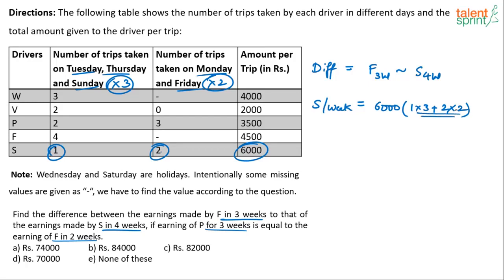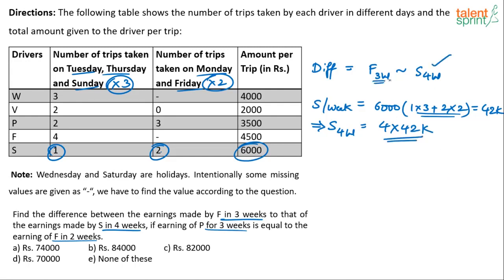3 plus 4. You're able to follow. 1 into 3 is 3, 2 into 2 is 4. 3 plus 4, 7. 7 into 6,000 is 42,000. So he gets 42,000 per week. How much will S get in 4 weeks? Every week he's getting 42,000, so in 4 weeks he'll get 4 into 42,000. Yes or no? So we already know what S in 4 weeks is.